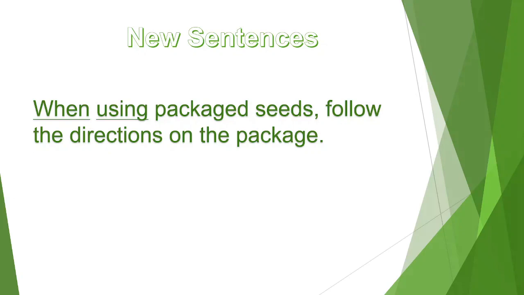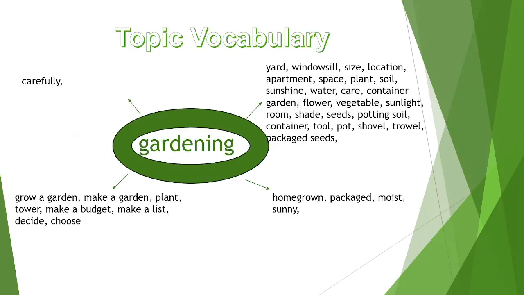When we say new, that means you haven't read this type of sentence or haven't written this type of sentence. Then it's called a new sentence. So the topic vocabulary of this text is about gardening. So then you will see different types of words that are related to the topic of gardening: nouns, verbs, adjectives, and adverbs.